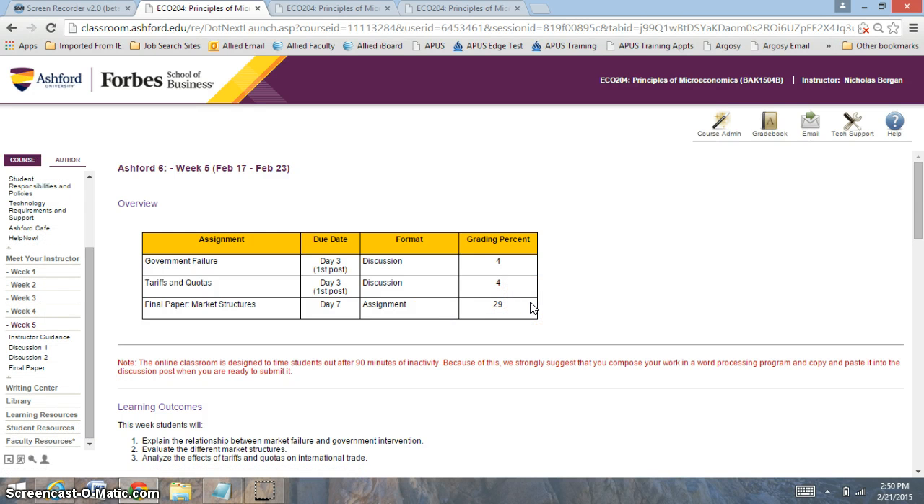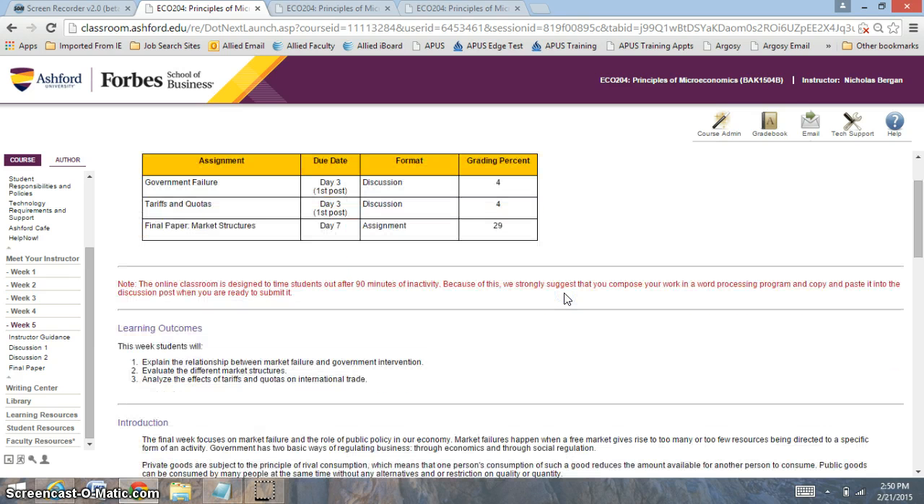In week 5, we're going to be having 2 discussion forums and then your final paper on market structures. For this week, we're going to look at the role of market failures and why they occur in the economy. Whenever there's a market failure, you'll know that the government has to get involved to bring about a solution because the market is not able to adjust on its own.